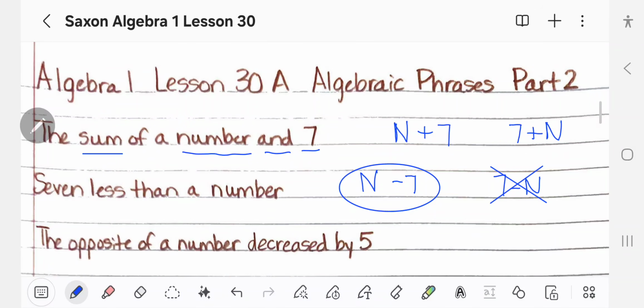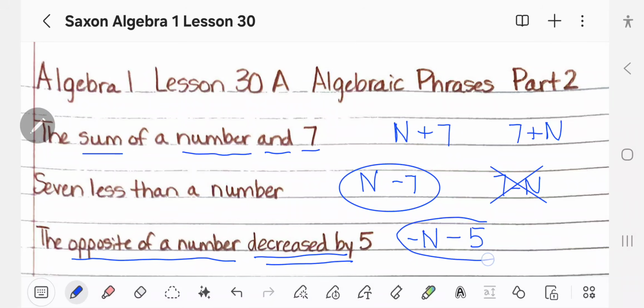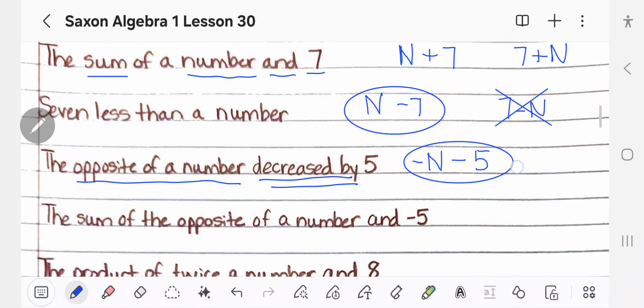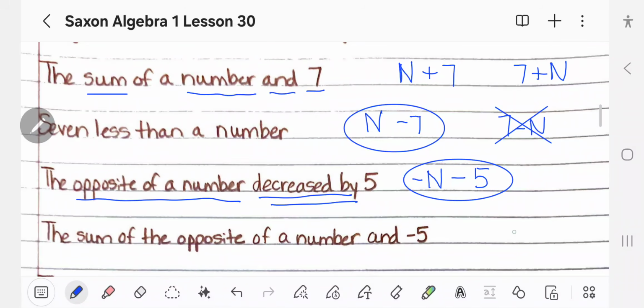The opposite of a number, so I'm going to write the number and take its opposite. The opposite of a number, decreased by 5. So take away 5. The opposite of a number decreased by 5. The sum, so we're going to be adding two things, of the opposite of a number and negative 5. The sum of the opposite of a number and negative 5.